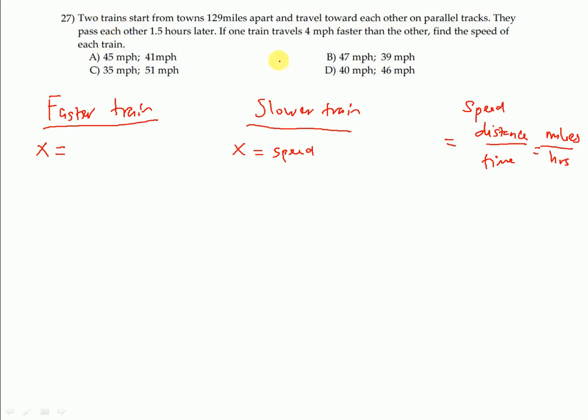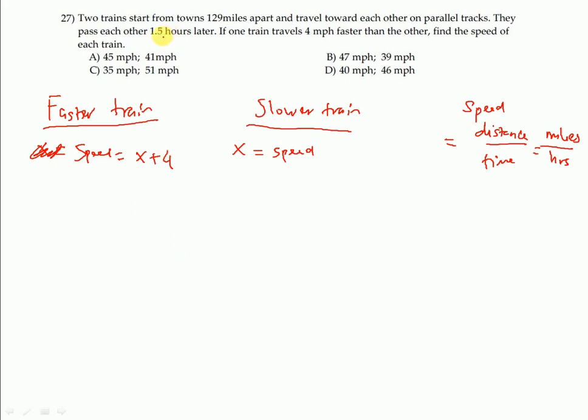Now we know that the slower train is 4 miles per hour less than the faster one. Therefore, if we call x the speed of the slower train, then the speed of the faster train should be x plus 4, because it is 4 miles per hour faster than the slower one.